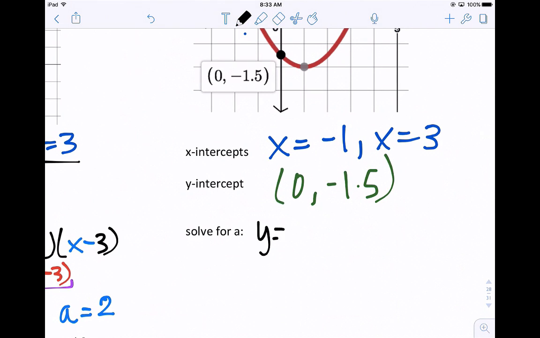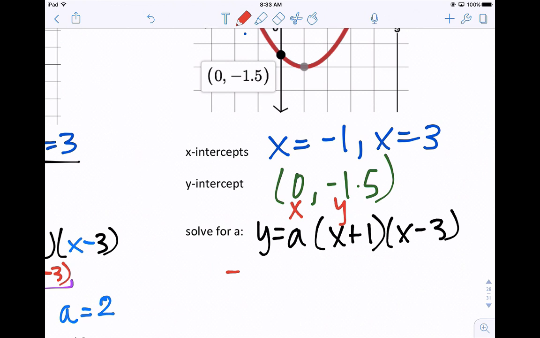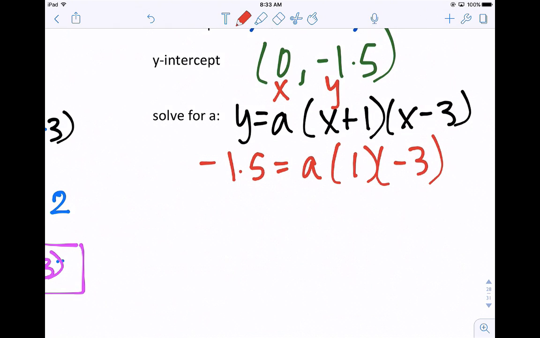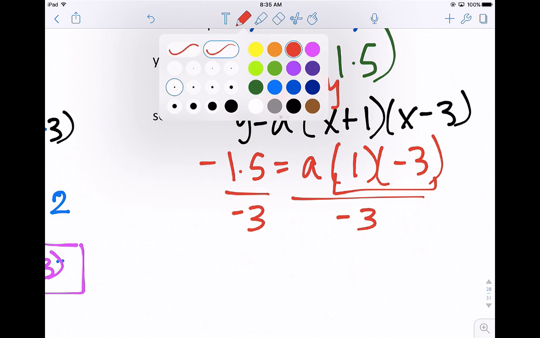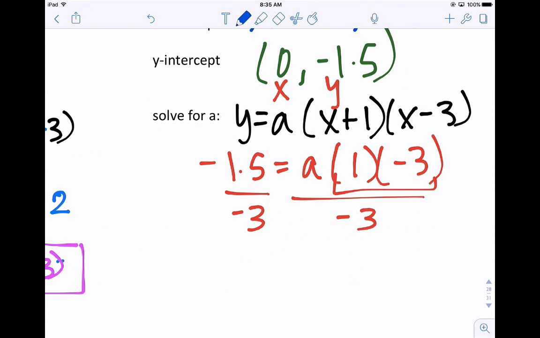So we have y equals a. Again, opposite of the zeros are our factors. We're going to plug in for x and y. So this time we have -1.5 equals a times 1 times -3. So this is -3 right here. Let's divide each side by -3. And -1.5 divided by -3 would give us half, 0.5. So half, all right.